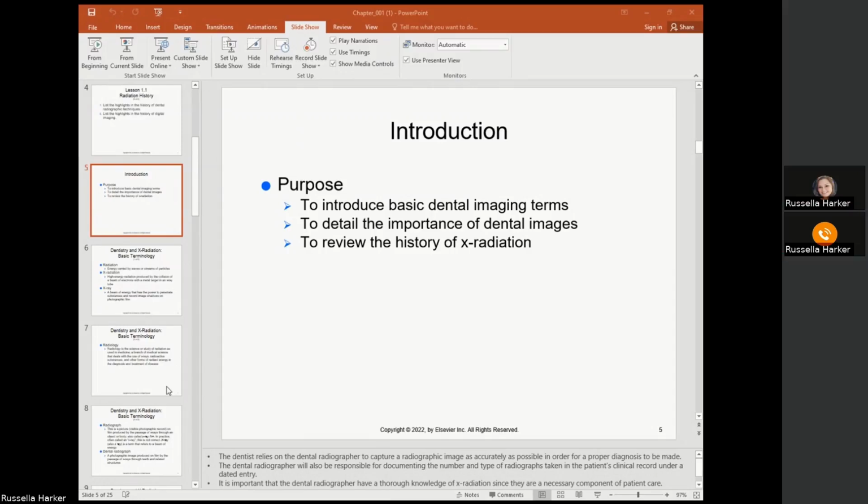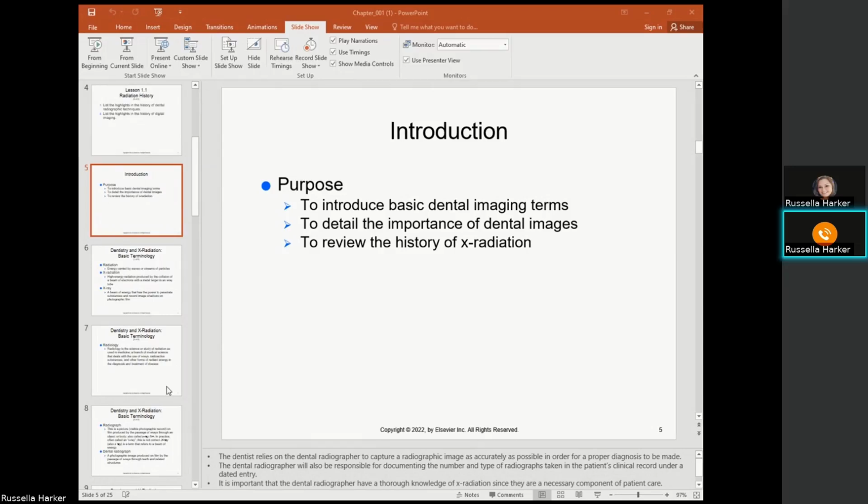So the dentist is going to rely on you to capture radiographic images accurately so that they can properly diagnose from them. So it's called a diagnostic image. They have to be of diagnostic quality every time you take an image. You're going to be responsible for documenting those images, the number and type, in the clinical record under a dated entry.